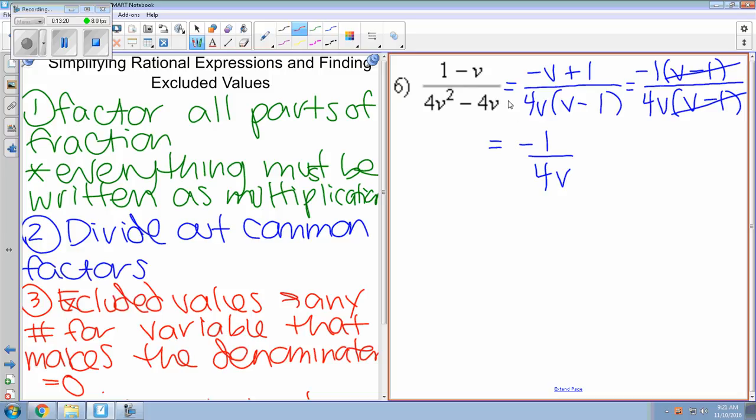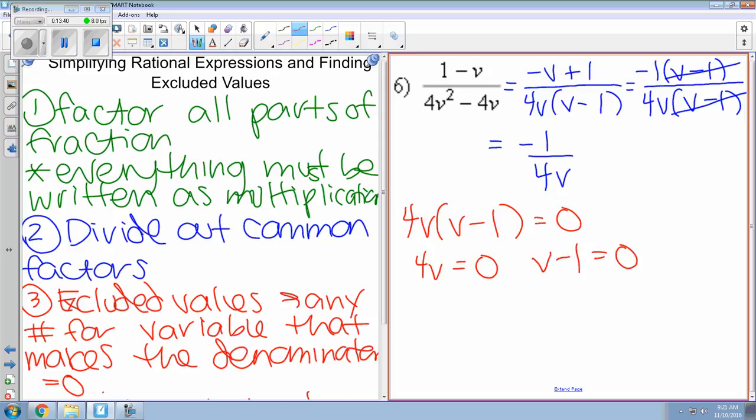For your excluded values, remember you have to go from your original denominator before you cross things off, but it may be helpful just to use your factored version also. That is totally fair. 4v times v minus 1 equals 0. To solve this, you're using your zero product property. If these two things multiply to equal 0, then one of them has to be 0. So 4v equals 0, v minus 1 equals 0. This is going to give me two excluded values, one of v equals 0 and one of v equals 1. That is fine. When you write that, you can just do v does not equal 0, 1.